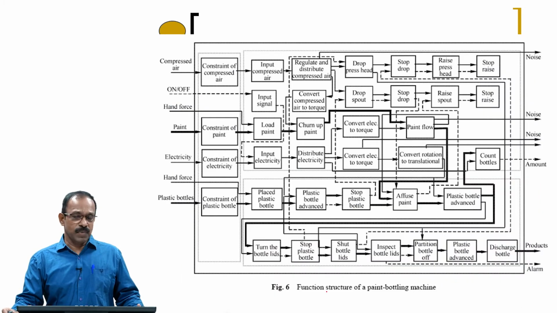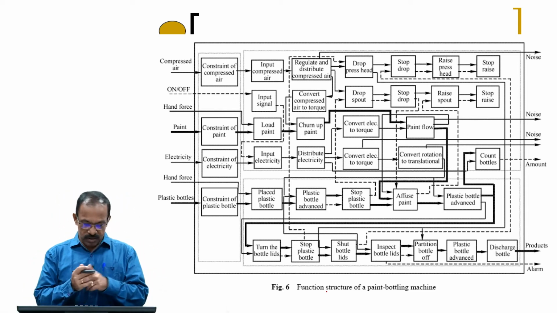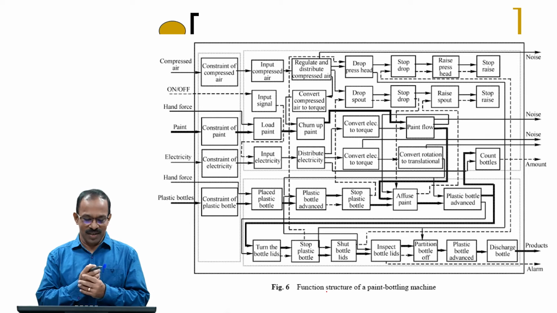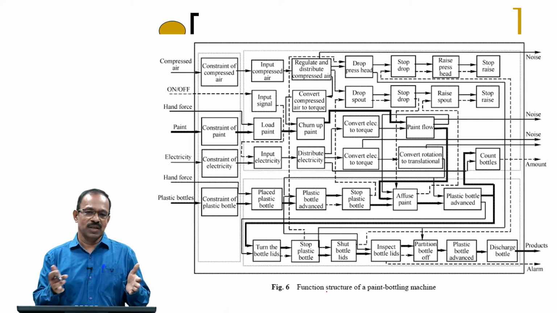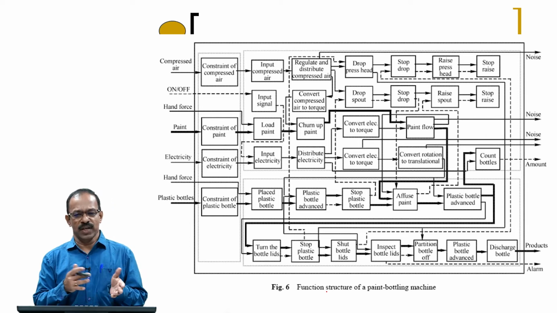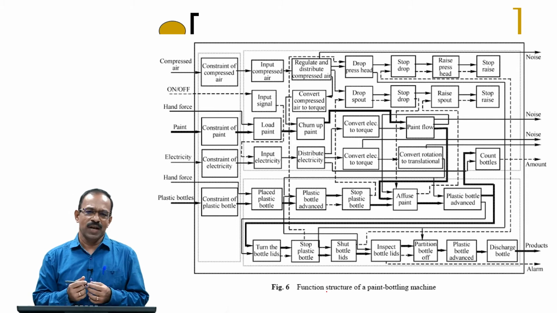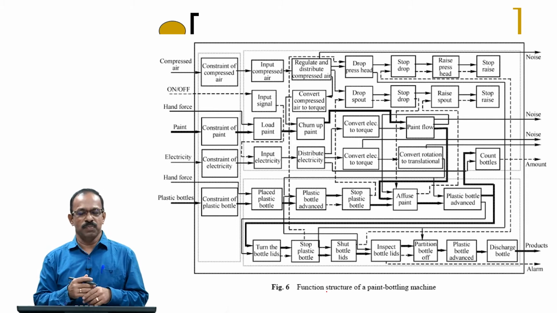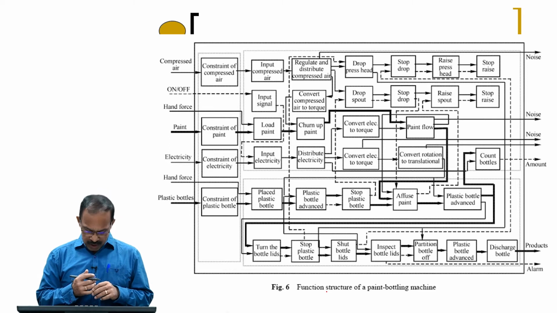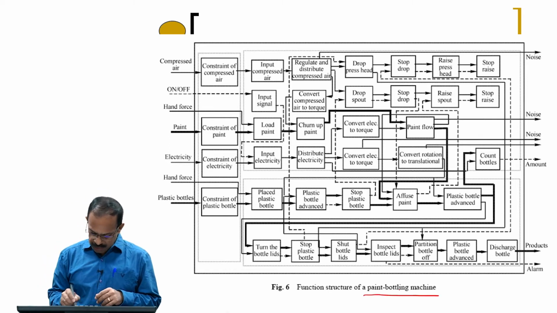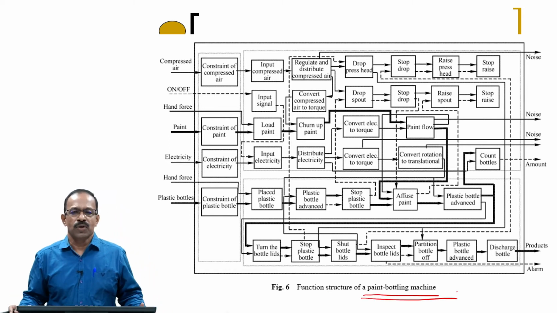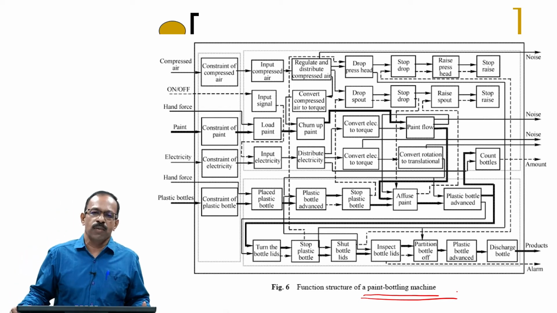And these are some more examples just for your understanding. Do not think that you need to remember this decomposition. These are not unique decompositions. Again, you can have a lot of variations depending on the way people look at it and the way people decompose it. So, this is a function structure for a paint bottling machine, a machine which is used for bottling paint.